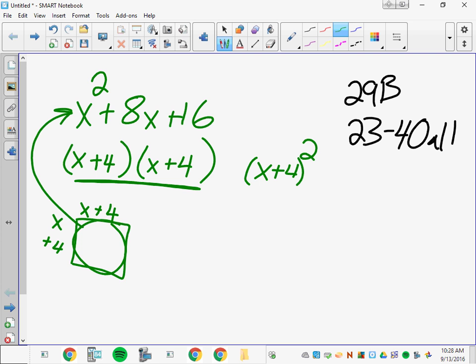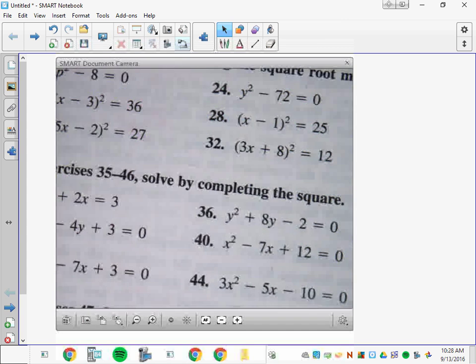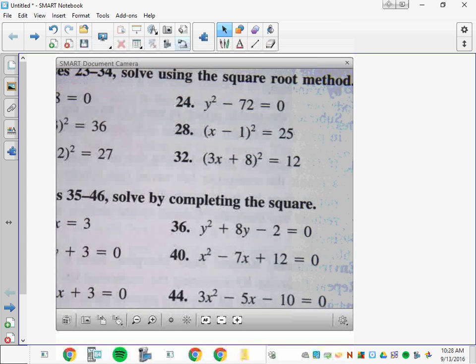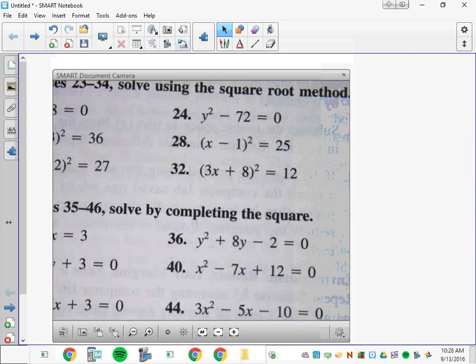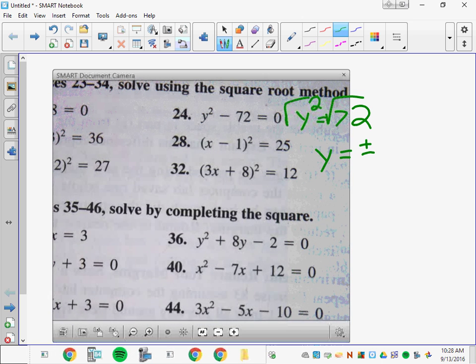So the first set of problems asks you to solve using the square root method. Now most of these are pretty simple. Number 24, you don't have the option except the square root method. Add the 72 over. y squared equals 72. And then I square root. So y is equal to what? Don't forget the most important rule. Plus or minus. Way to go. I didn't even have you last year. You get an A. Why is it plus or minus?